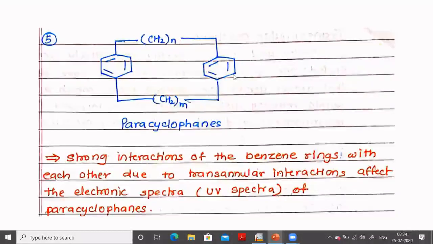If these paracyclophanes are in a large ring, suppose M and N are 5 and 5, then this becomes more than 10 carbon atoms. So if it is 5 and 5, definitely this is a large ring. And when you have a large ring, there is no transannular interaction because they will go away from each other. So the spectral property of the large ring will be different compared to the medium size ring that we are discussing.